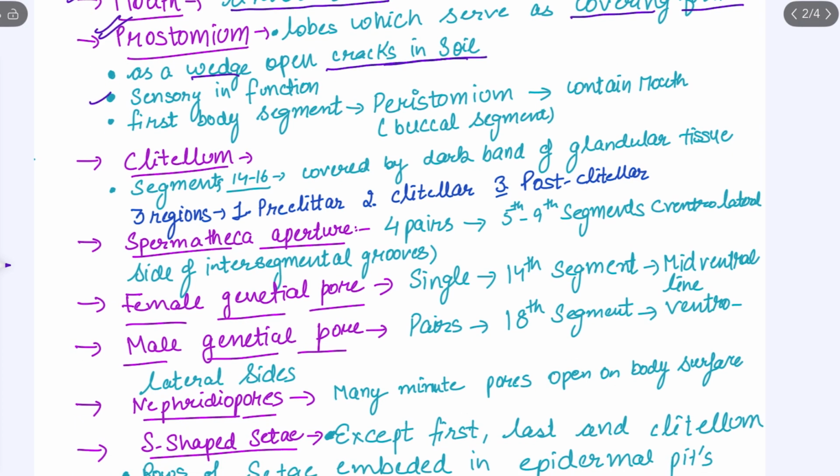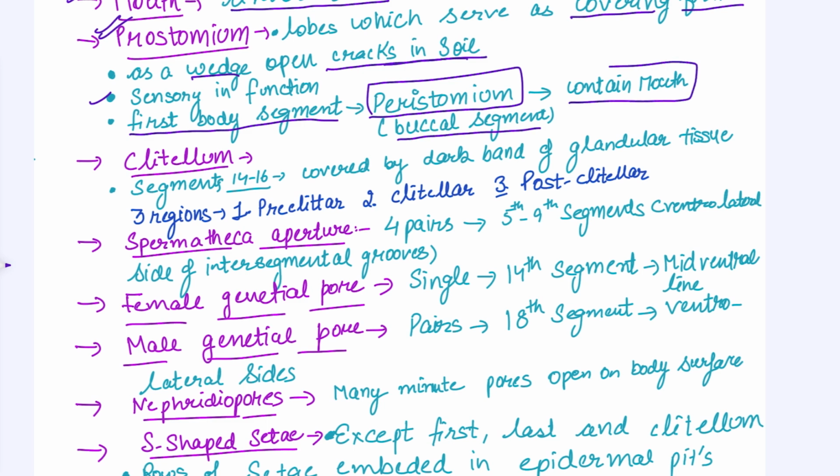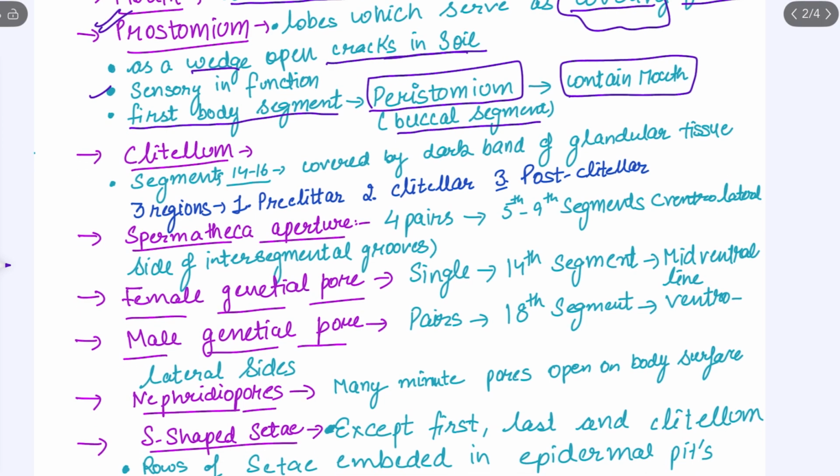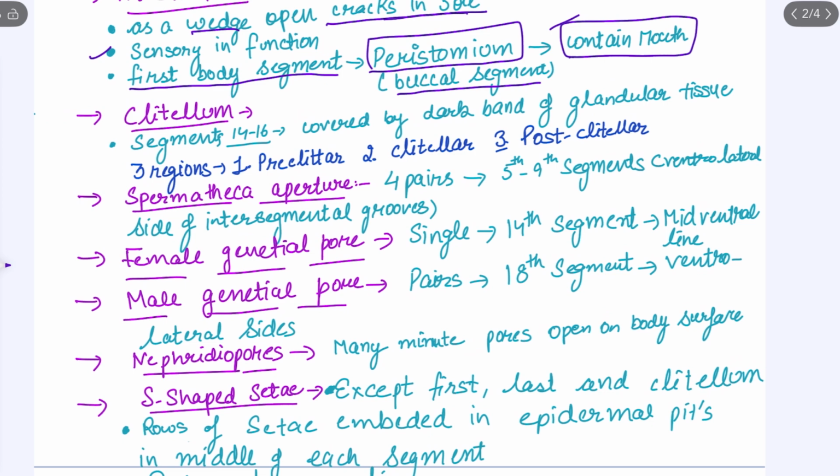Next, it is sensory in function. The first body segment is called the peristomium. What is the peristomium? It is basically the buccal segment that contains the mouth. The prostomium is basically the covering of the mouth.